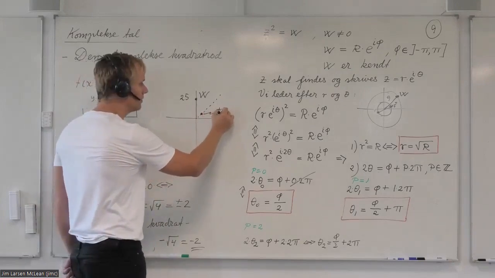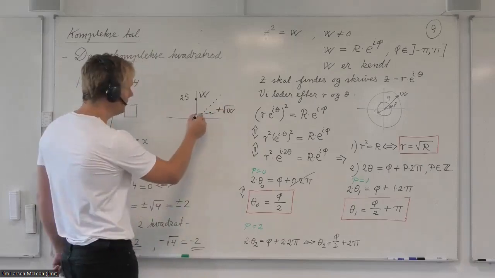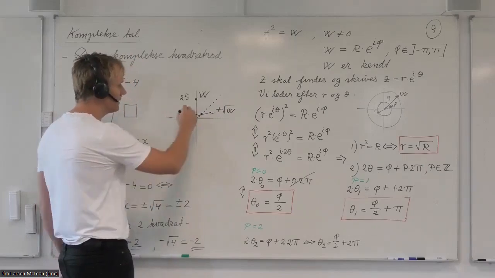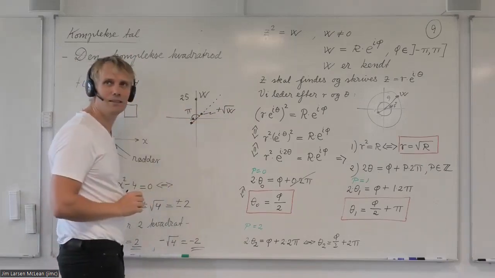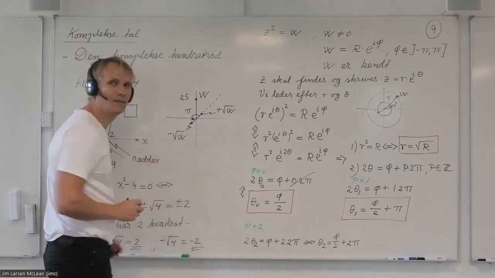So that's plus the square root of w. So where does the other square root lie? It's over here because you have to rotate 180 degrees, also known as pi radians. And that is called the negative square root of w.